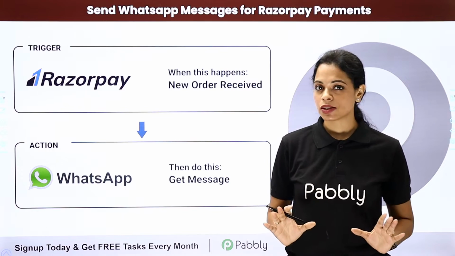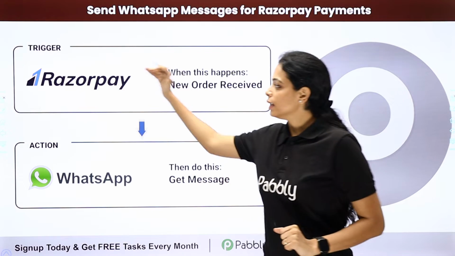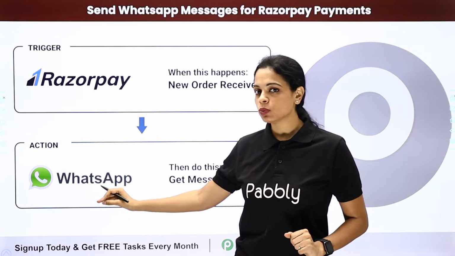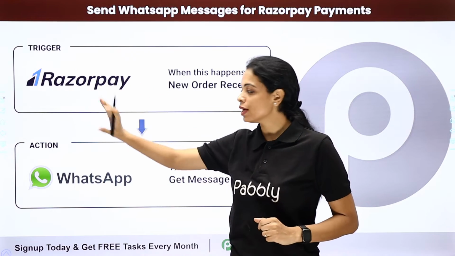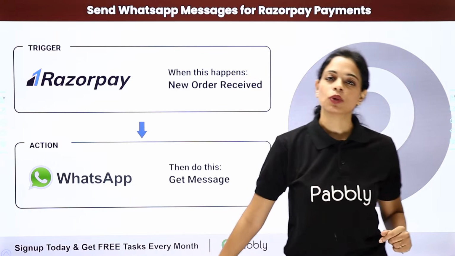You get these messages, right? So this can be done. Here, these two applications will be integrated with the help of Pabbly Connect software. Trigger application would be Razorpay and action application would be WhatsApp.